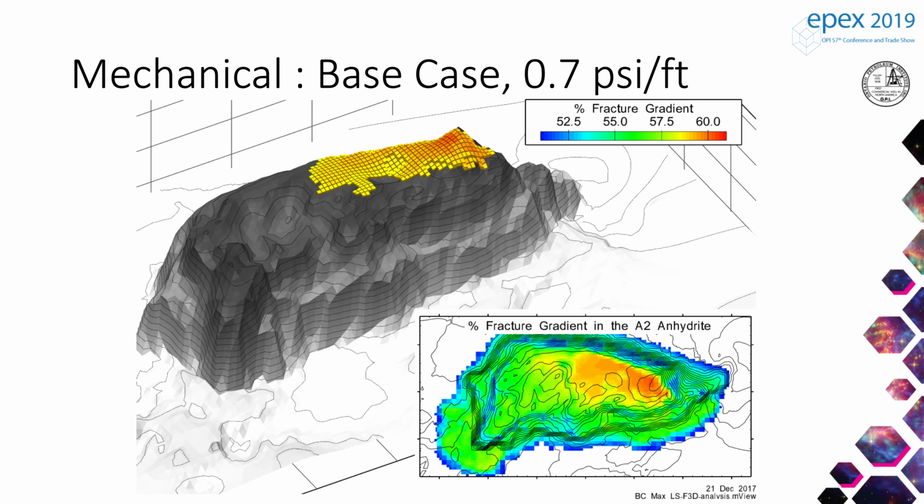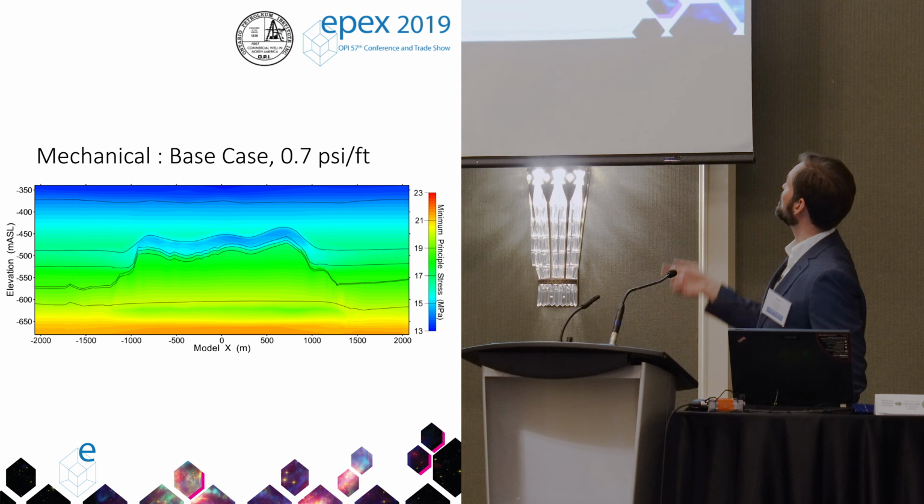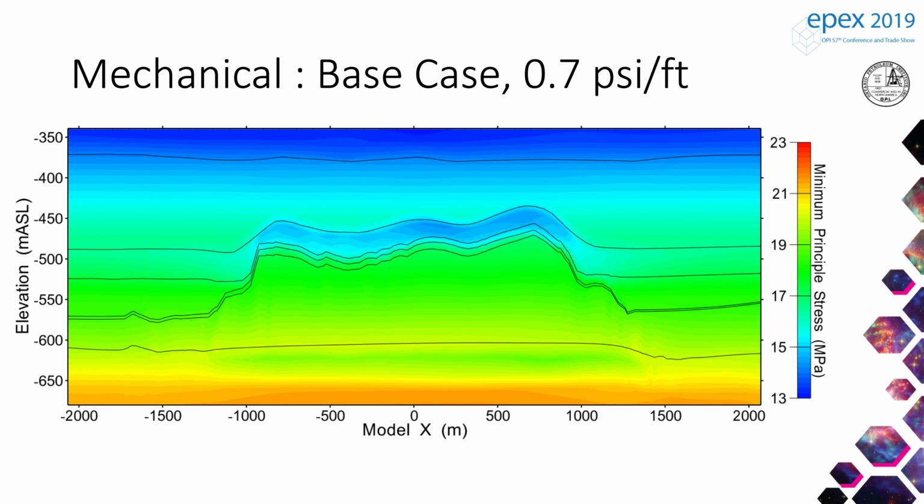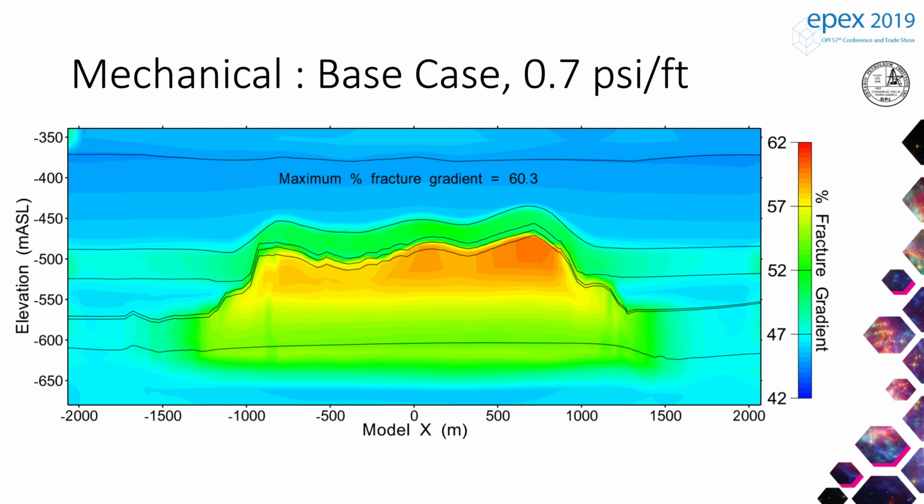So this is the same model. We're just looking at now minimum principal stress. The feature of interest here is just to see how we're getting a reduction in compressive stress in the caprock directly above the pool. And that's what we're looking for. This is the effective stress, so now we're including the effect of pore pressure. And finally, this is the maximum percent fracture gradient.